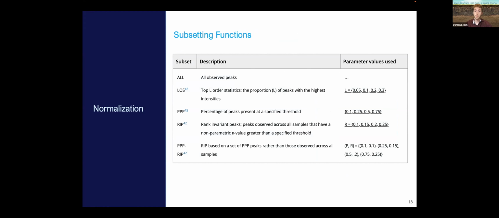So then the subsetting functions are going to be these 5 main subsets: all observed peaks, top L order statistics, the percentage of peaks present, the rank invariant peaks, and the rank invariant peaks based off of the percentage of peaks present. And we are going to go in the next couple slides through all of those different subsets to explain specifically what they're all doing.